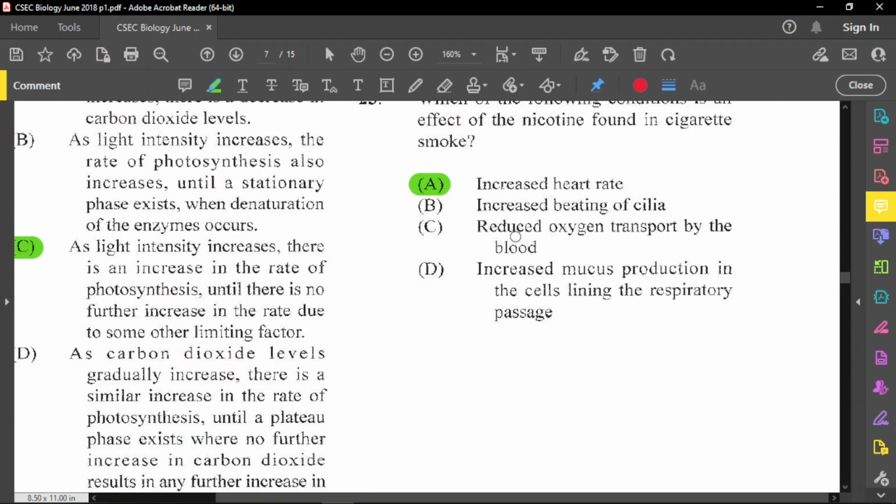Just to make a note here, because I've seen this again, as I say, it is a repeat. The beating of the cilia will be affected because of the tar from the cigarette smoking. Reduction in oxygen will be because of the carbon monoxide. All right. And mucus is also because of tar built up as well. All right. So let's slide on to the next question.